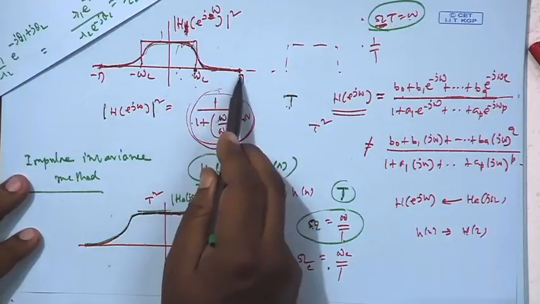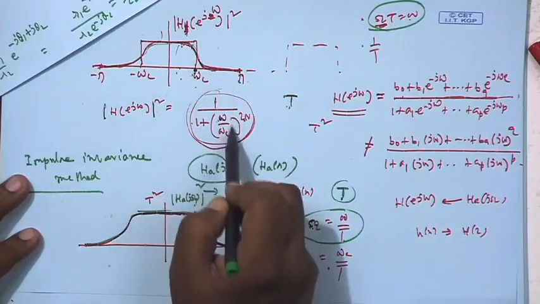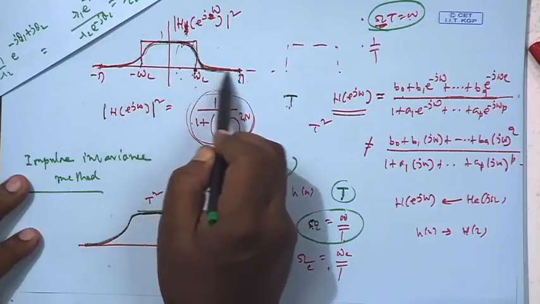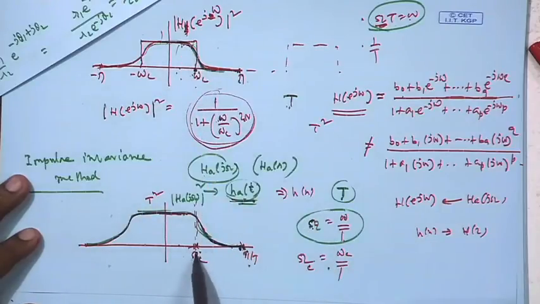Since omega c was quite less than pi and the order was large, this function became 0 before going to pi. The same applies here: capital omega c is less than pi by t, because capital omega c is omega c by t and this is pi by t. If small omega c is much less than pi, omega c by t is also much less than pi by t, and the order is large, so it will fall down to 0, which means when I reach the half sampling frequency, the signal is already band limited, it has already become 0.